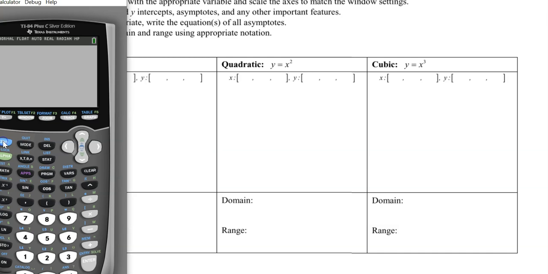Okay, you go second function, and then the plus sign to get into the memory menu. You want number 7 for reset. You want all. Easiest way to get to all is one left arrow takes you to all. Hit enter, and then reset is 2.